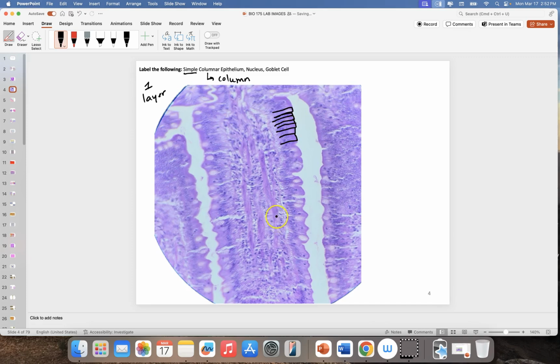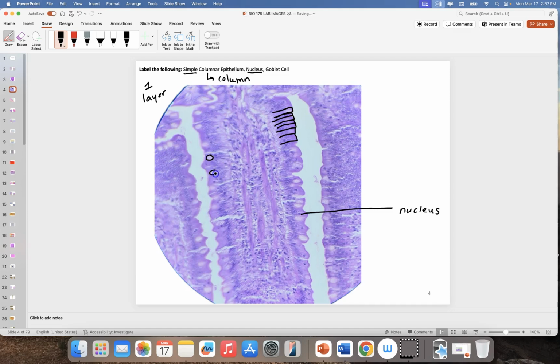Simple columnar epithelium. To find our cells, we can always look for our handy-dandy nucleus. Here we have one right there. Again, either a circle or an oval that is a little bit darker. Now we can also see another type of cell present.